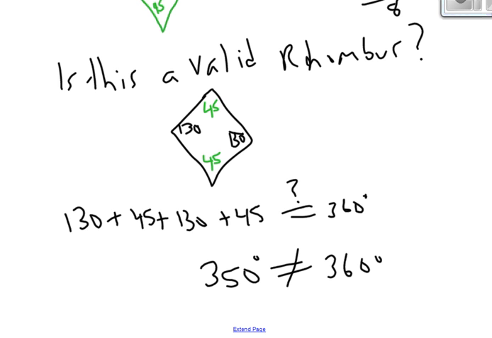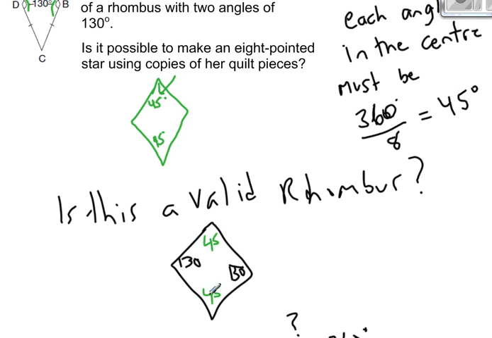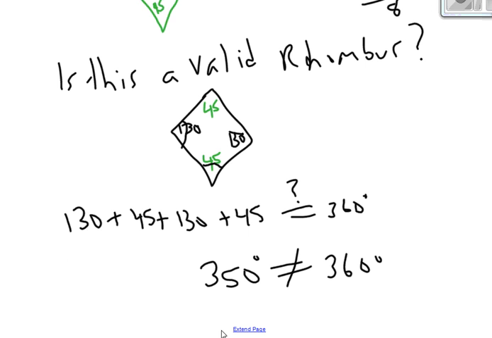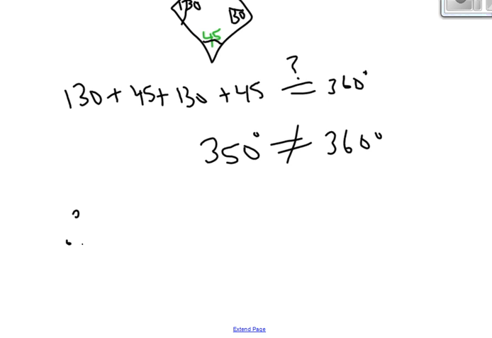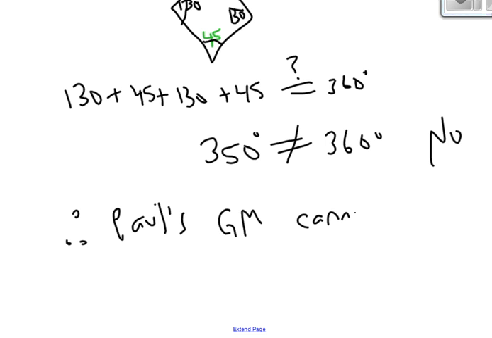So we know we have to have a 45-degree angle here, but we're already told that this is 130, therefore this is not a valid rhombus. And so no, it's not a valid rhombus, therefore Paul's grandmother, GM, cannot make this shape.